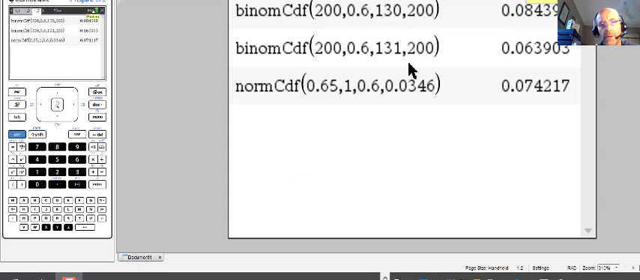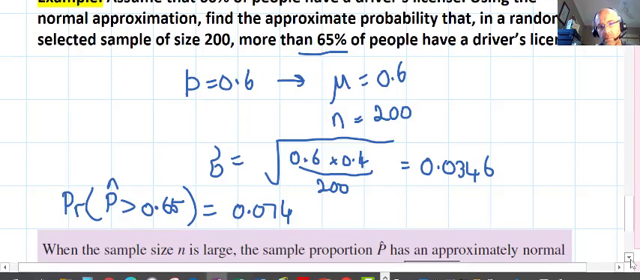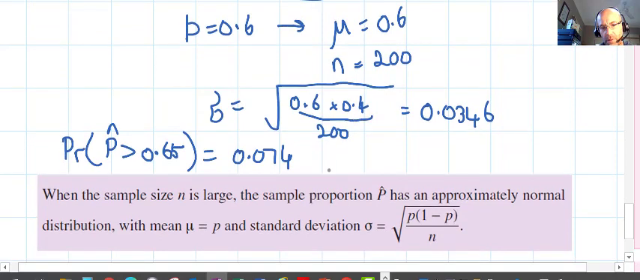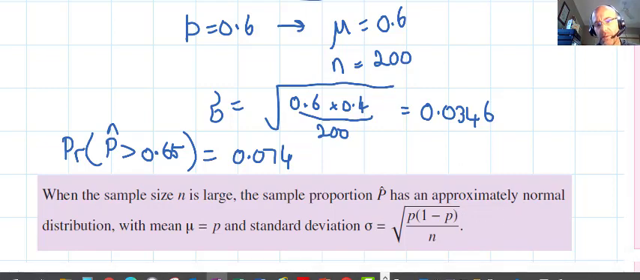One way of doing that is normal CDF, and we put in our parameters there. Remember, it's continuous, so even though it's bigger than 0.65, we can use 0.65 up to 1, which is the upper limit. The mean is 0.6 and the standard deviation is 0.0346. Probability is about 0.07. So in conclusion, when sample size n is large, the sample proportion p hat has an approximately normal distribution with mu equal to the population proportion and standard deviation equal to that expression you see there.